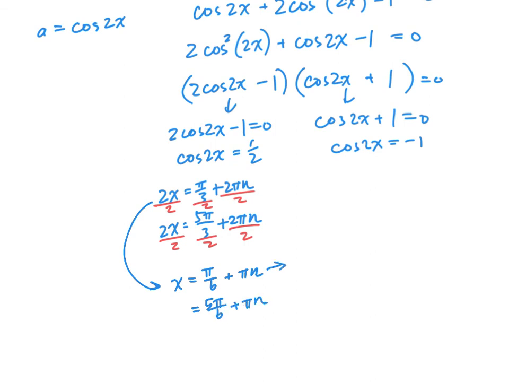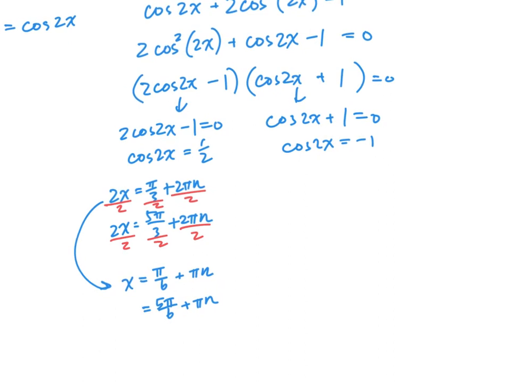So what does that mean? That means pi over 6 plus the first pi would be 7 pi over 6. So 7 pi over 6 is also one of the answers. If you did it another way, where you went all the way down to x instead of 2x, you would get the same answer as well.